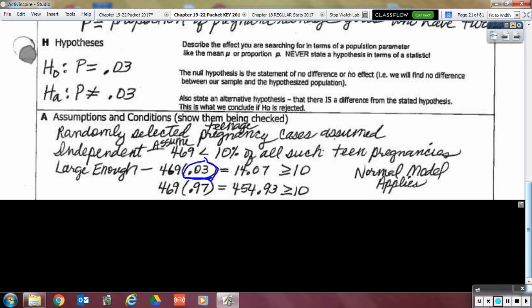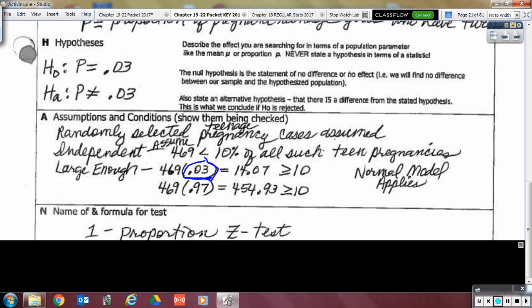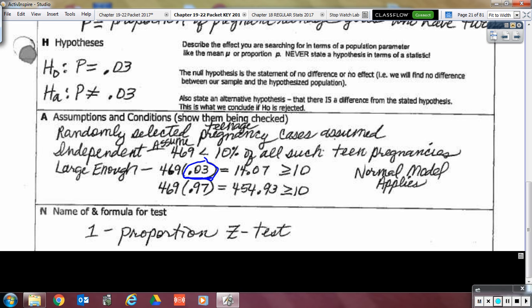All right. So that's P, H, and A. N is the next thing in the PHANTOMS model. N in the PHANTOMS model means to do what? Name. So that is a 1 proportion Z test. That is what we're going to be doing. A 1 proportion Z test.